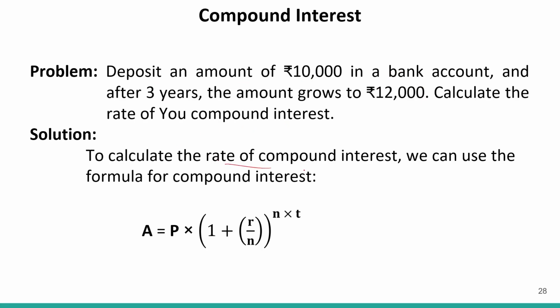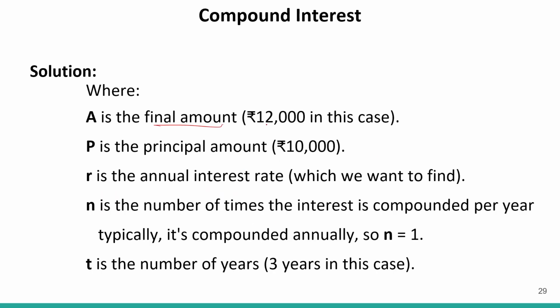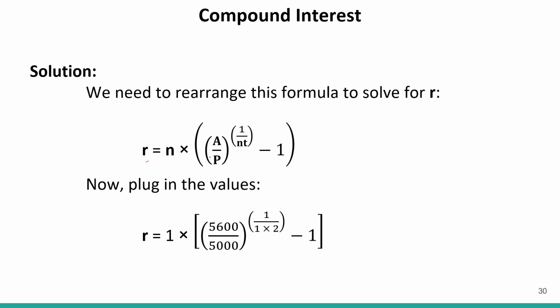To calculate the rate of compound interest, we can use the formula A is equal to P into 1 plus R by N, where N is the number of times the compounding takes place, whole power N into T. A is the final amount, so 12,000 in this case. P is the principal amount, 10,000. R is the annual interest rate. N is the number of times the interest is compounded per year, typically compounded annually, so N is equal to 1. T is the number of years, 3 years in this case. So R is equal to N into A by P whole power 1 by NT minus 1.